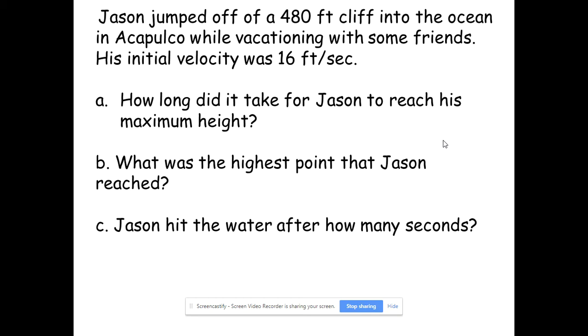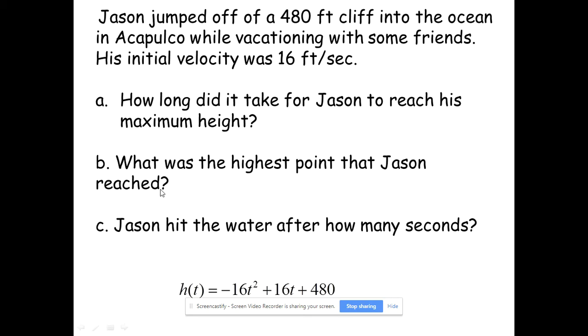And they asked some typical questions. So the first thing you want to do is write the equation. Well, they give you the two pieces of information you need to know. You need to know your initial velocity, and you need to know your initial height. So if you put those two pieces of information into the equation, you get h(t), your ending height or your height at any time, is −16t² + the initial velocity, which was given as 16t, plus your initial height, which was 480.